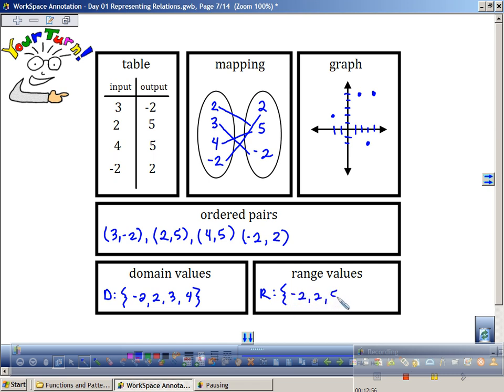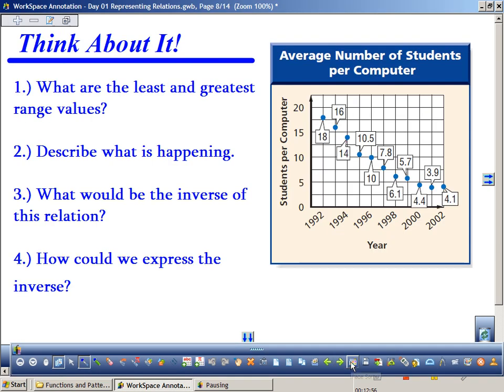-2, 2, and 5. Good. Any questions? I just want to look at one more thing. All right, think about it. Pencils down. Let's talk about this, guys.